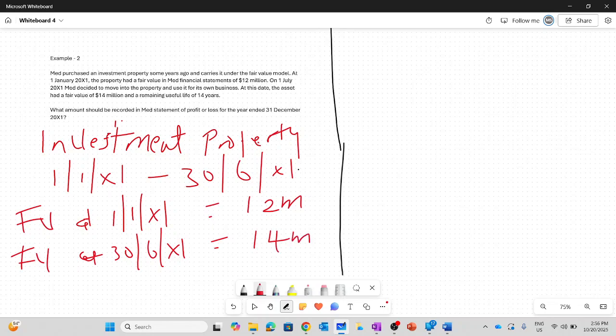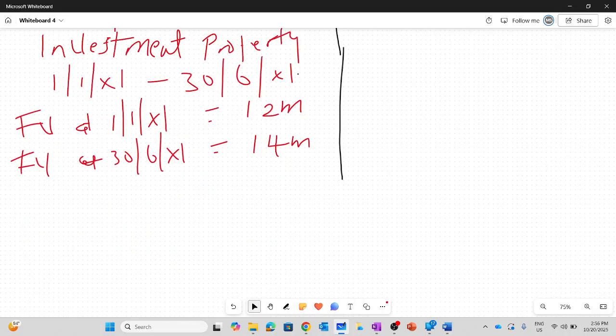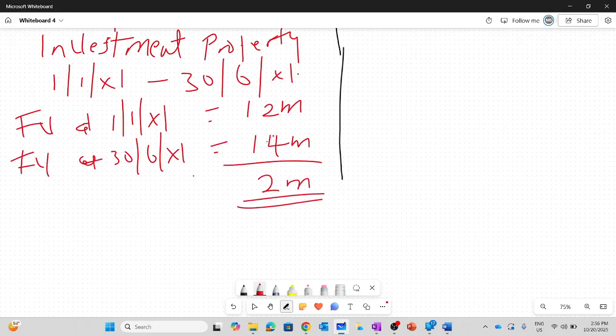So it means under the investment property, a gain of 2 million, and this gain we need to show as an income in the statement of profit or loss. This is what we are going to do.